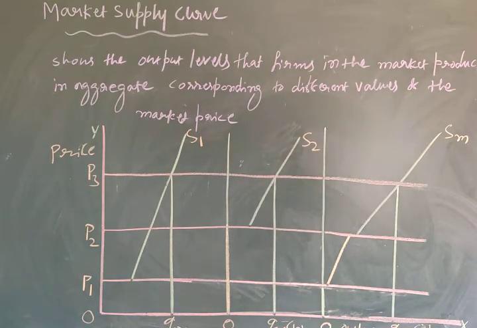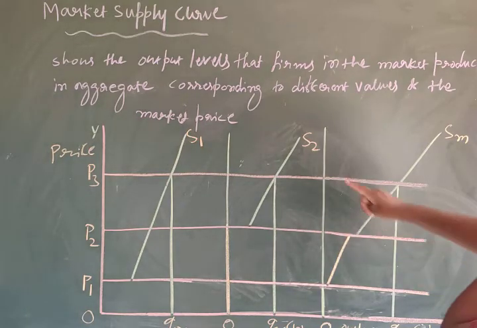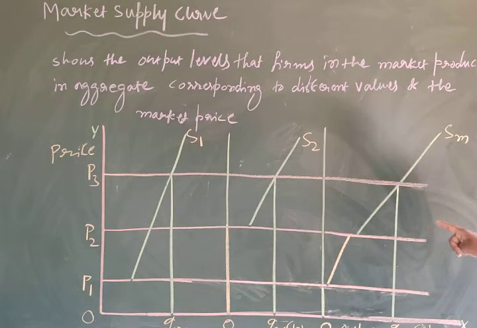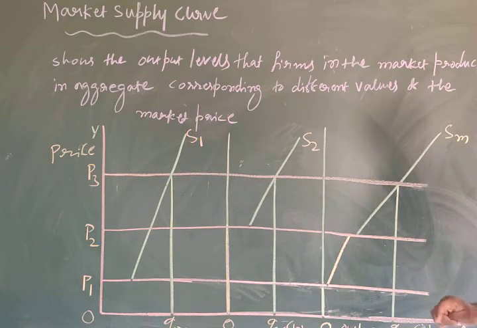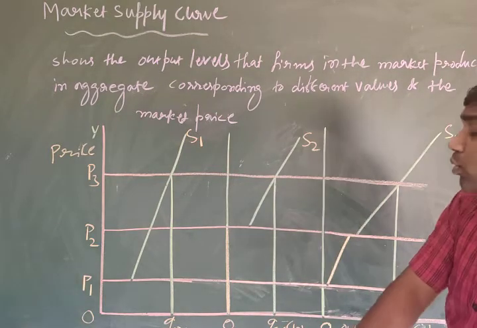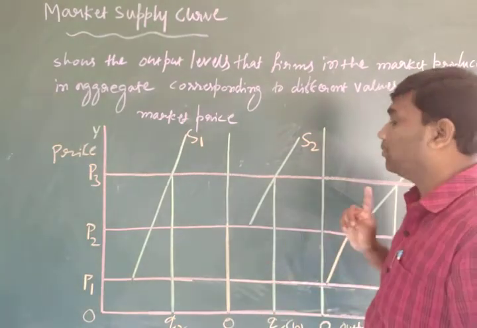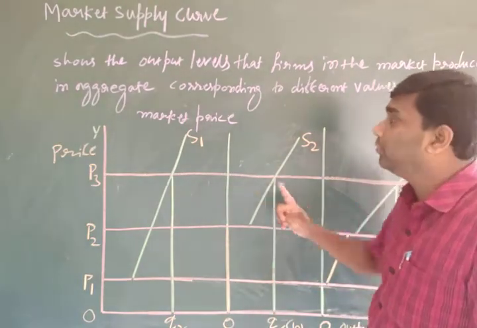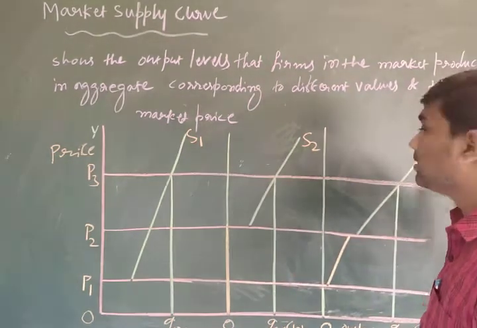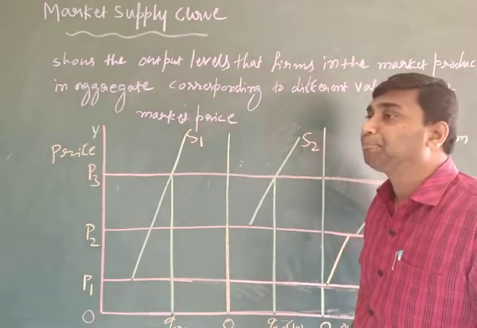Here the firm 1 supply curve is S1, the firm 2 supply curve is S2, and the market supply curve is SM. You have to understand that there are two cost structures, that is two firms, firm 1 and firm 2, and this is the supply curve of each.